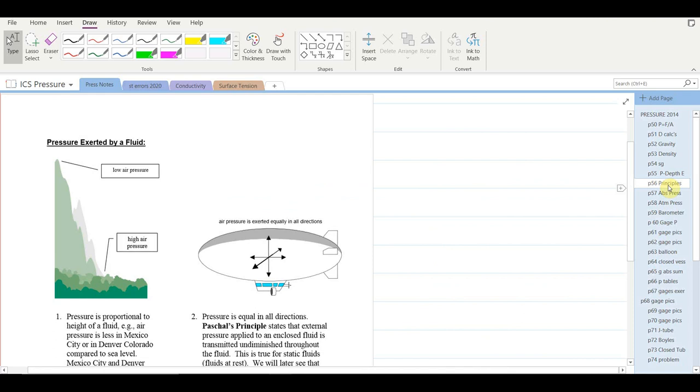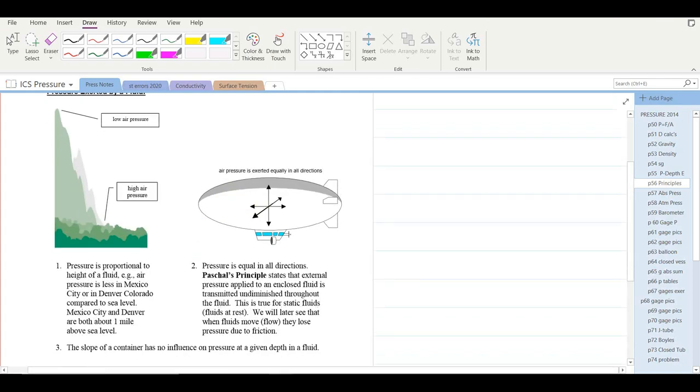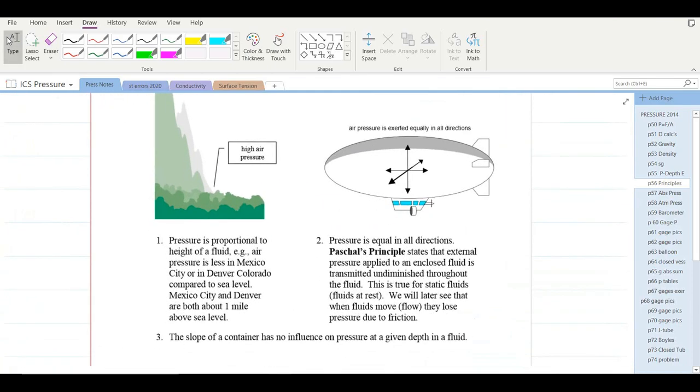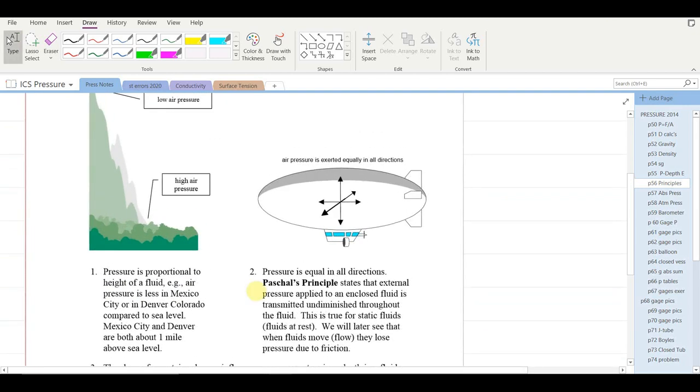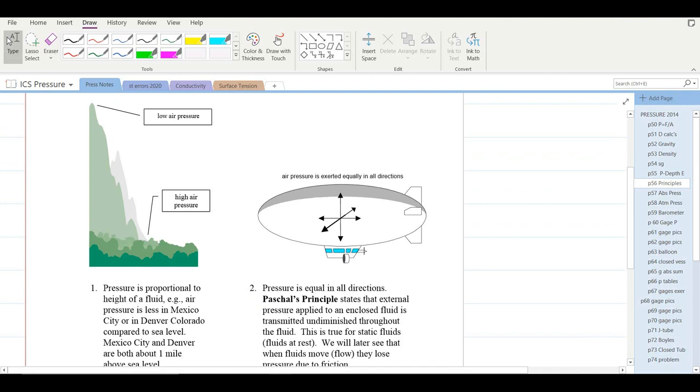Principles that are important and fundamental to studying pressure. Number one, pressure is proportional to the height of a fluid. Now, we saw that with liquids. In the case of liquids, it's a linear increase with depth. Wouldn't be the case with gases.